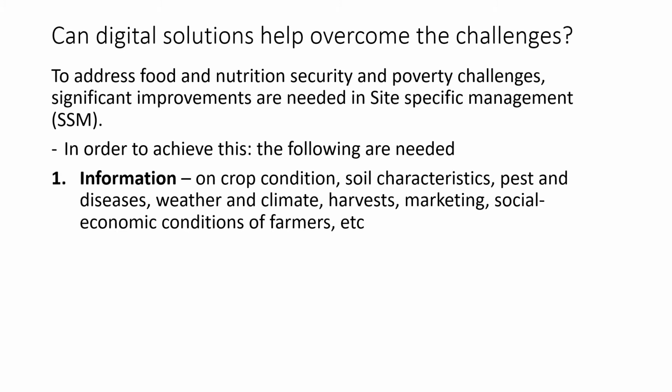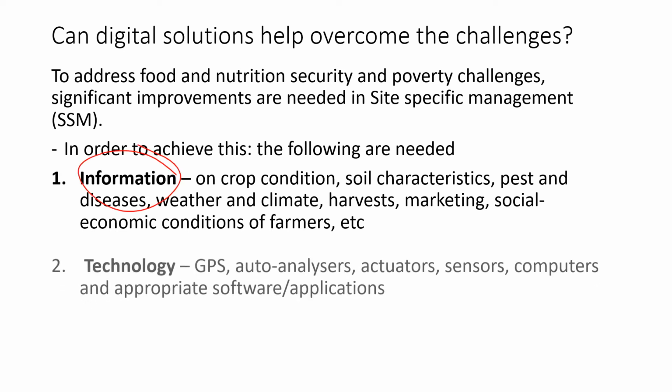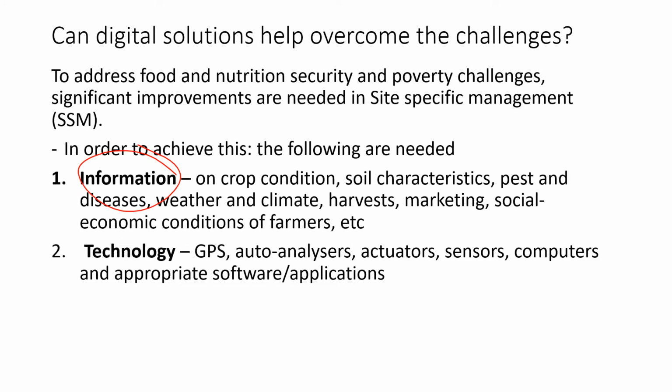We need to have information on crop conditions, soil characteristics, pests and diseases, weather and climate, harvests, marketing, socio-economic conditions of farmers, etc. The second item that we need to have if we wanted to attain or solve the production challenges in the agricultural industry is the technology. So we'll need things such as GPS, we'll look at it at a later time, auto analyzers, actuators, sensors, computers, and appropriate software or applications.